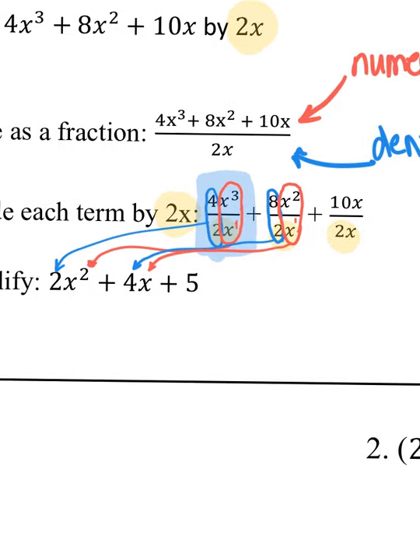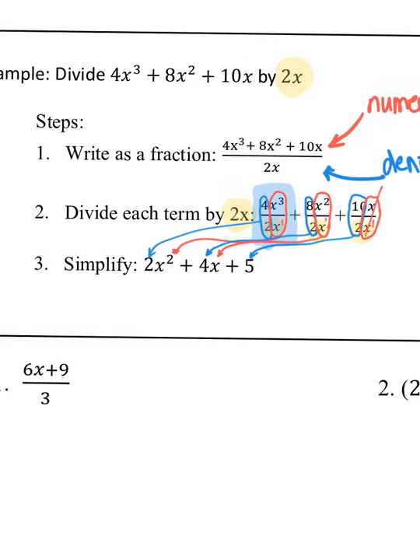And then finally 10x divided by 2x, we have our 10 divided by 2, which is 5. And when we have x to the first, and we subtract, it cancels out. So my last term there is just 5. So then simplified, my answer is 2x squared plus 4x plus 5.